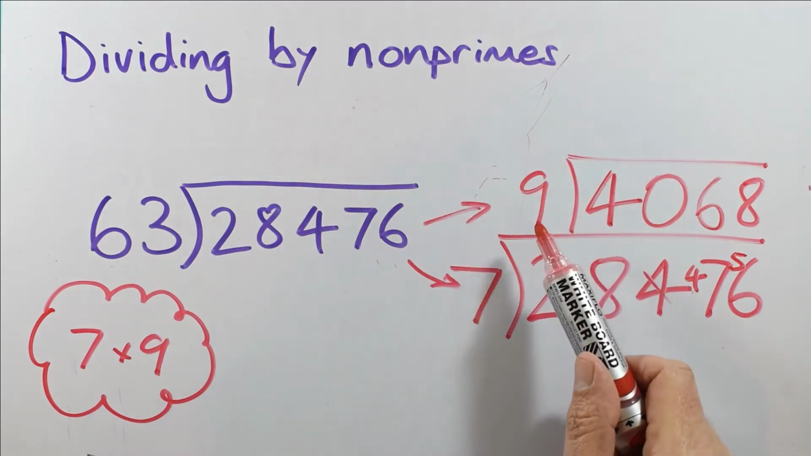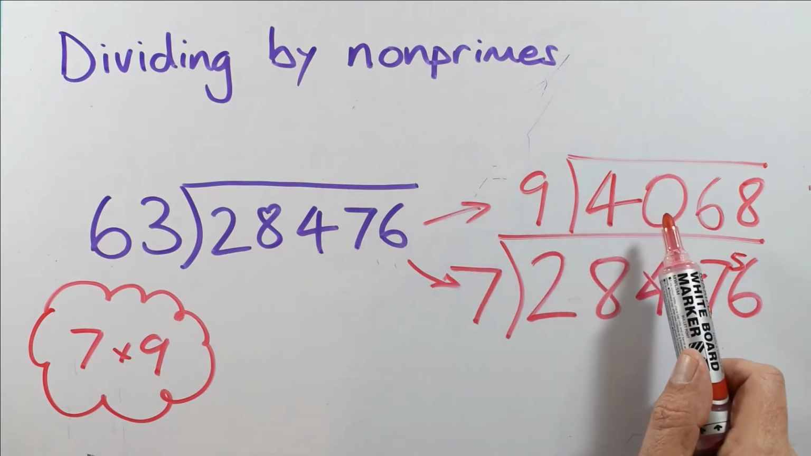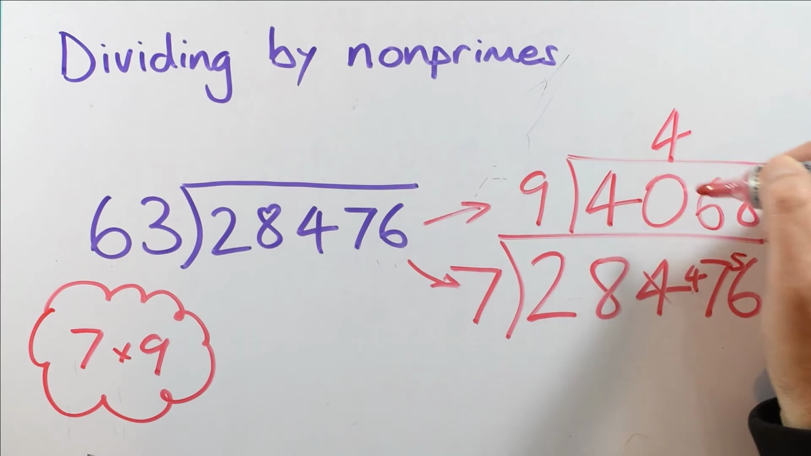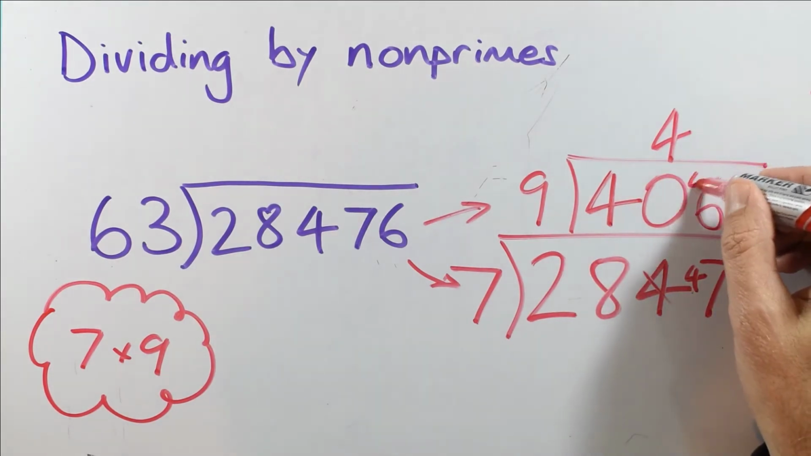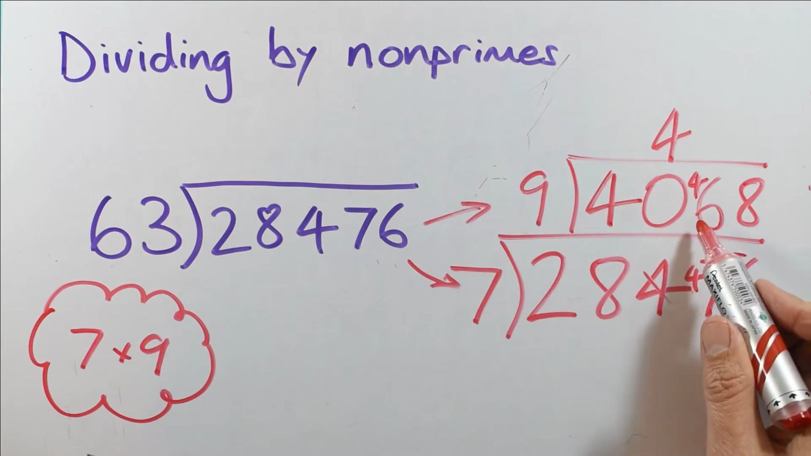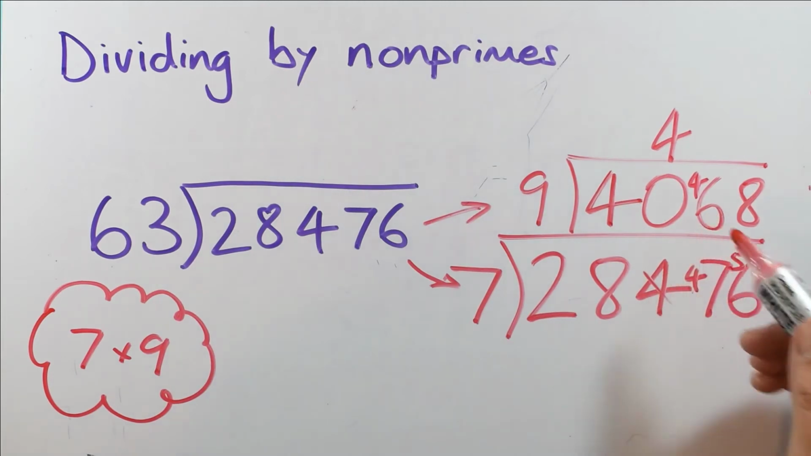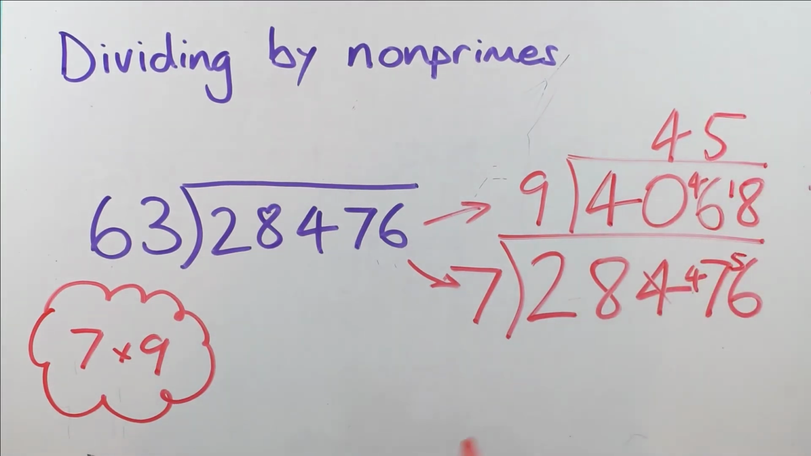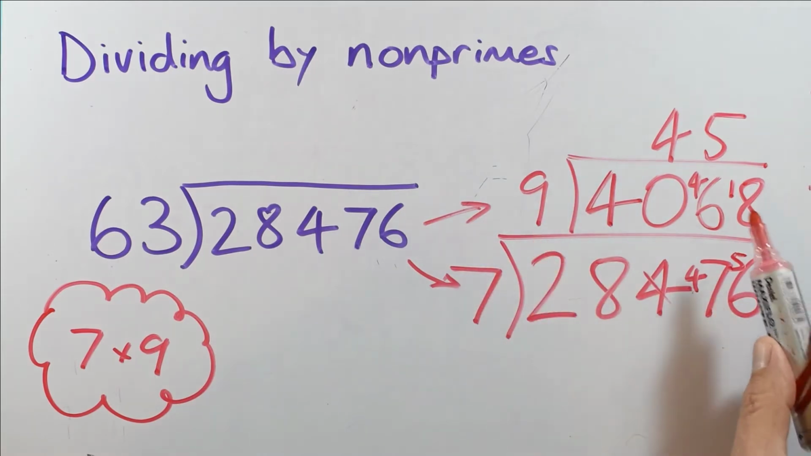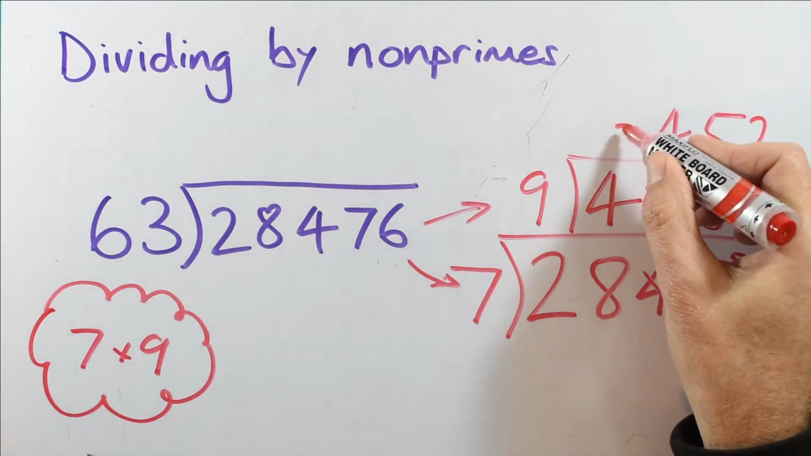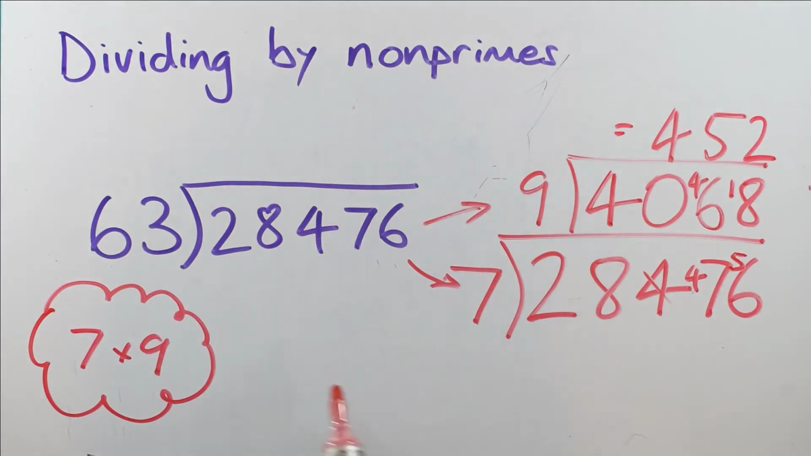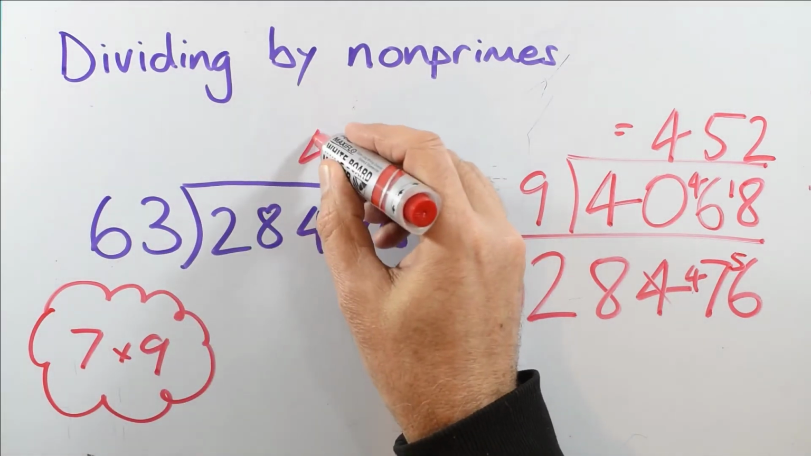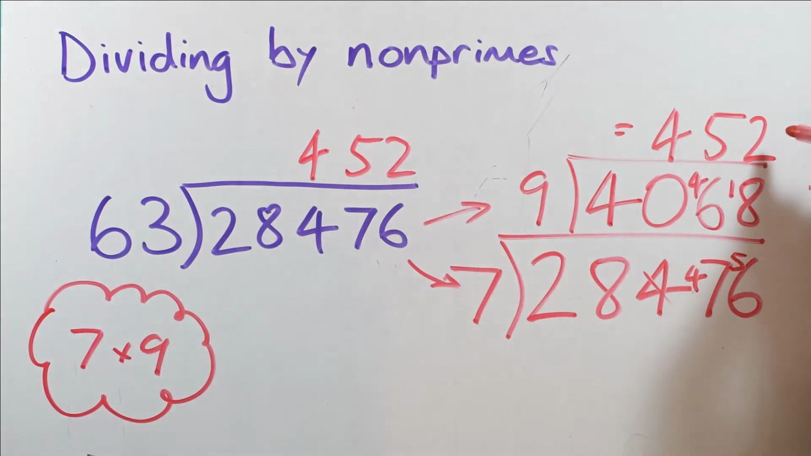So 9 into 40, well 9 into 4 doesn't fit, but it does fit into 40. It fits 4 times. 9 times 4 is 36, and I've got 4 left over, so I sneak my 4 down there. 9 fits into 45, not quite 46, but close, and that is 5 times. And I've got 1 left over. Oh, what do you know? 9 fits into 18 exactly twice. So my answer to 28,476 divided by 63 is going to be 452.